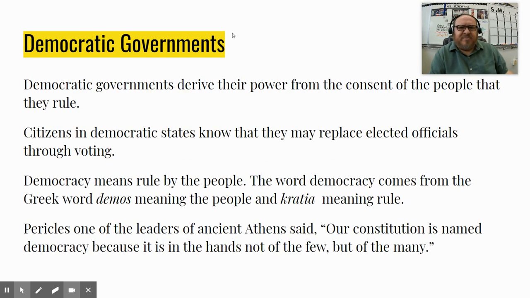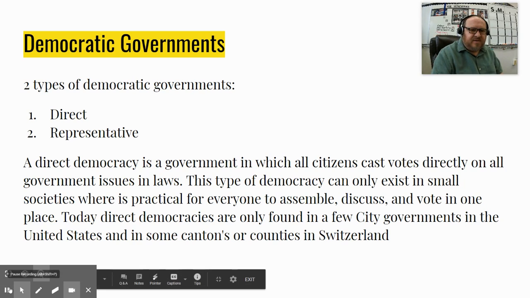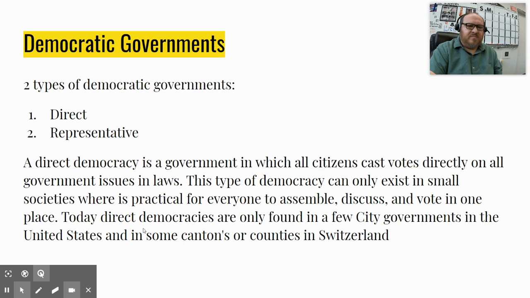So democratic governments are governments that derive their power from the consent of the people. Citizens in democratic states know that they can replace their elected officials through voting. Democracy comes from the Greek word demos, meaning people, and kratia, meaning rule. So it's literally rule by the people. That's really where the power comes from. We have two basic types of democratic governments, direct and representative.